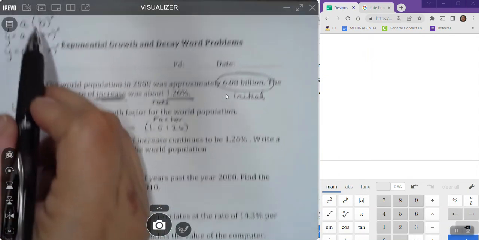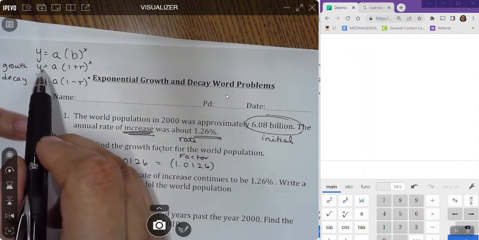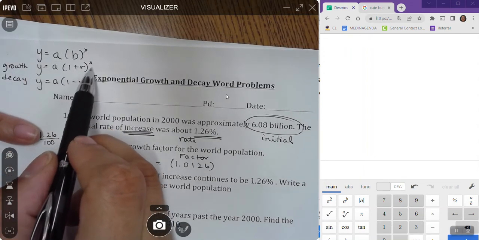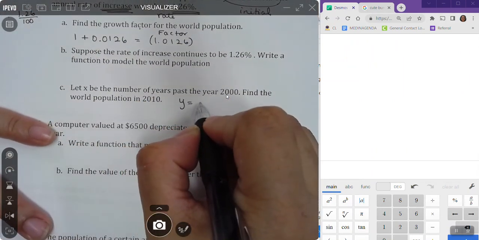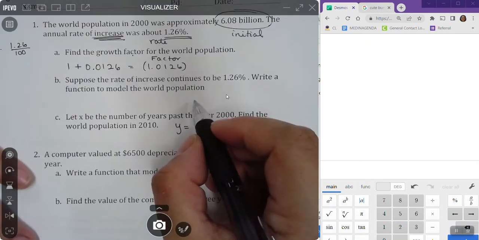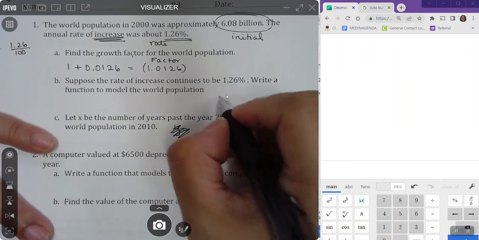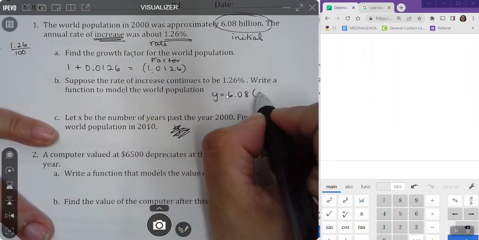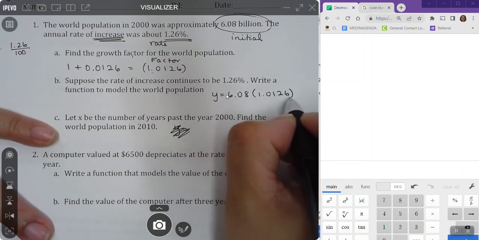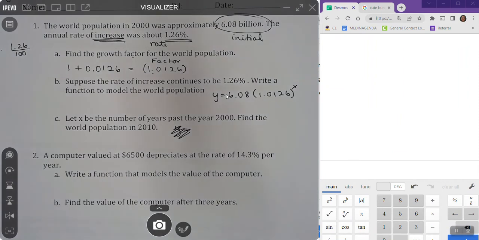All right, this function has to be in y equals ab to the x. And since its growth is going to be y equals a, 1 plus r to the x, okay? So y equals a, which is the initial value, 6.08. And I'm writing in the wrong place, aren't I? Y equals 6.08. The factor is 1.0126, right? It's accounting for the growth, and then raised to the x. So that would be the model, the function model.